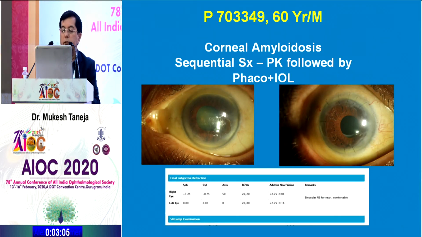However, we tried a sequential approach in this patient who had corneal amyloidosis. We first did the PK, and later, about 9 months later, the phaco, because as you can see, it's not a very advanced cataract. So here we ended up with a spherical equivalent of about plus 0.75, which is very well tolerated by the patient.